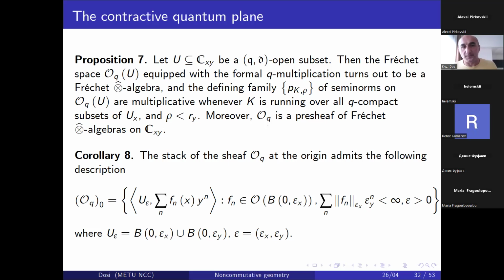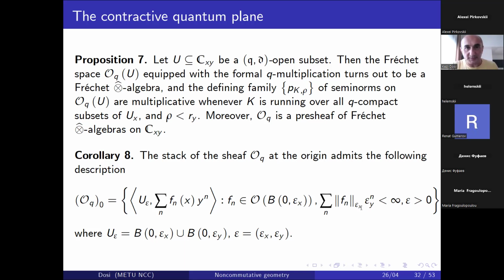Well, concerning the stalk at 0, for stalks at 0 you can choose two disks, epsilon x, epsilon y, and look at this absolutely convergent stuff. Even this norm can be replaced by this absolutely convergent norm. So instead of this, you can write an epsilon x.